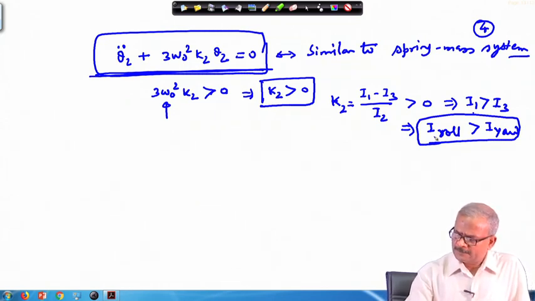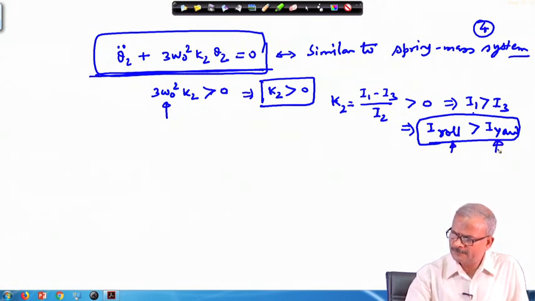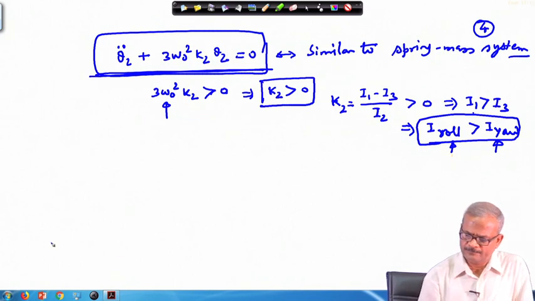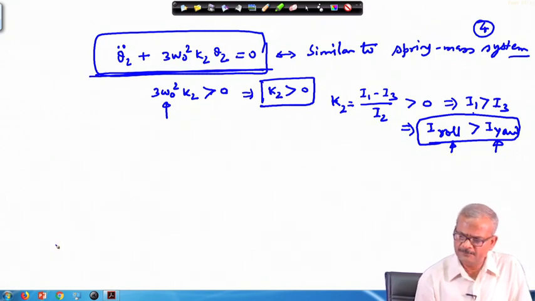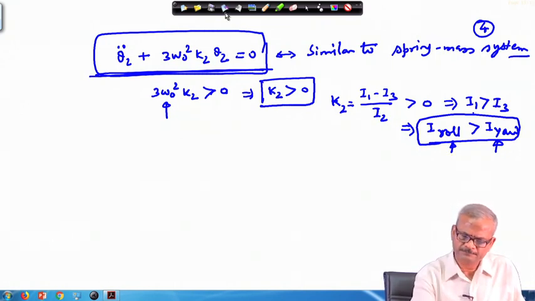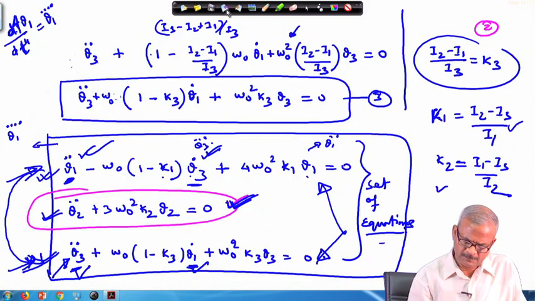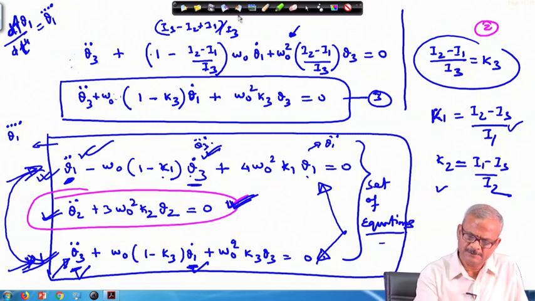That means the moment of inertia about the roll axis should be greater than the moment of inertia about the yaw axis. Okay. Next, we pick up the other equations. These two equations, we have to copy on the next page.